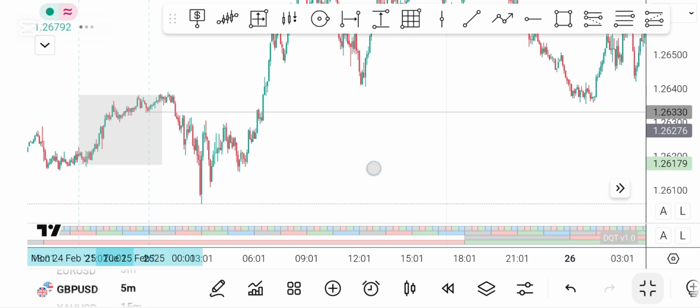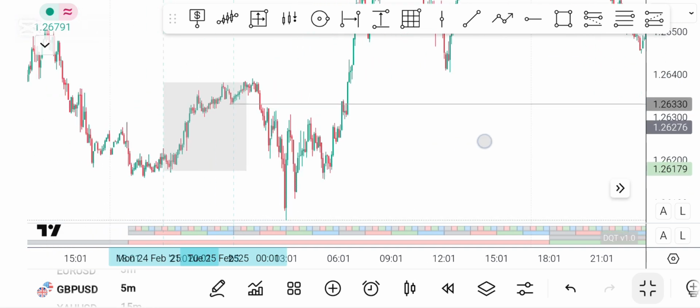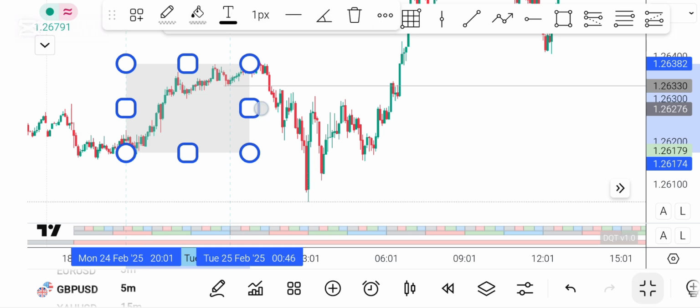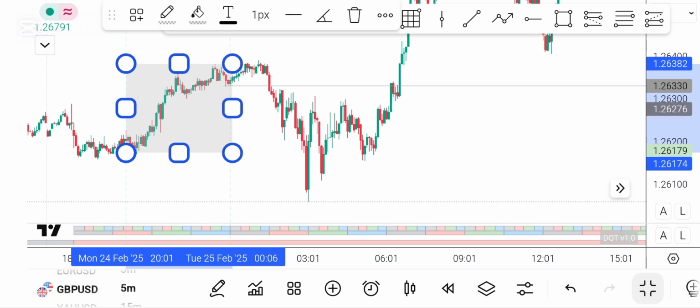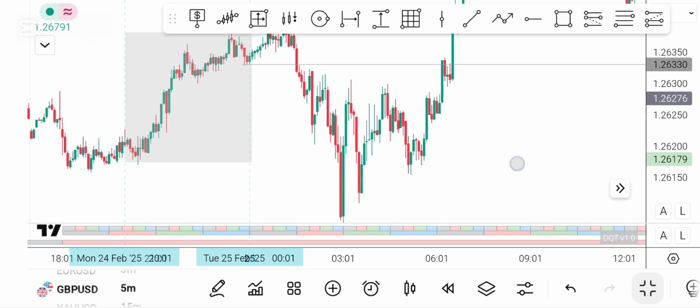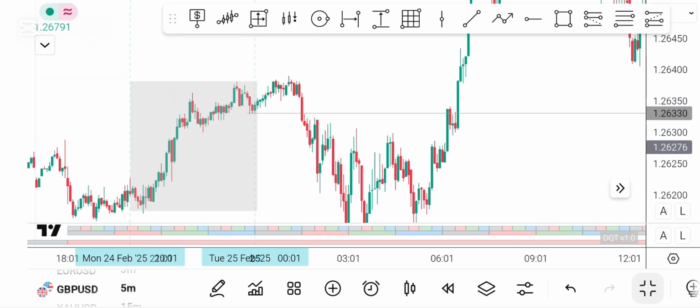And then you wait for a market structure shift and you are going to take a trade. Now this is what we have here. I just simply went to the lower time frame, which is 5 minutes, so that we can see a better opportunity. Now look at what happened here.